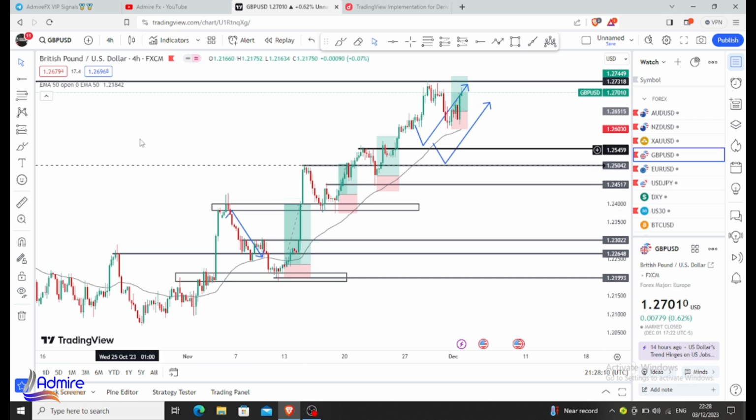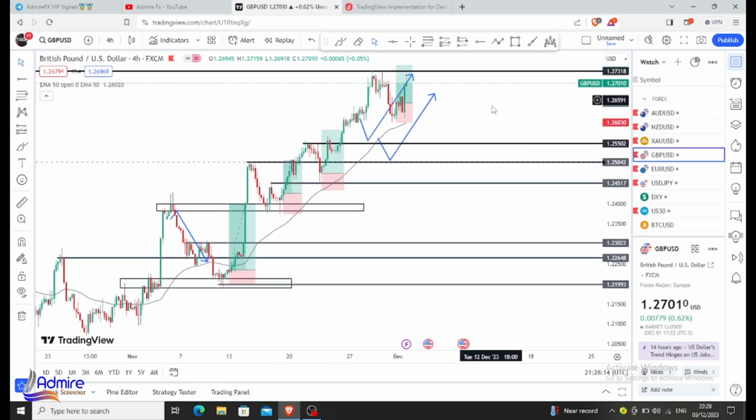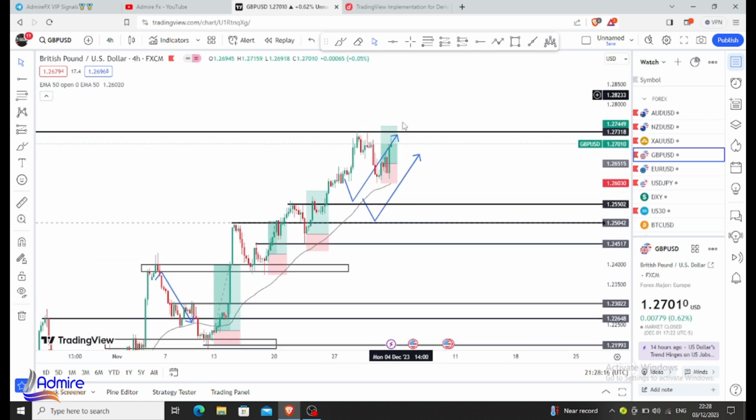So GBPUSD, we predicted price to come into this area and give us a kickoff, but price did not come into this area as we thought. So I'll take this off, and the next level you'll be looking out for price is up here. You'll be looking out for price to break out of this high, retest this high, and a bullish continuation to the upside. That's it for GBPUSD.